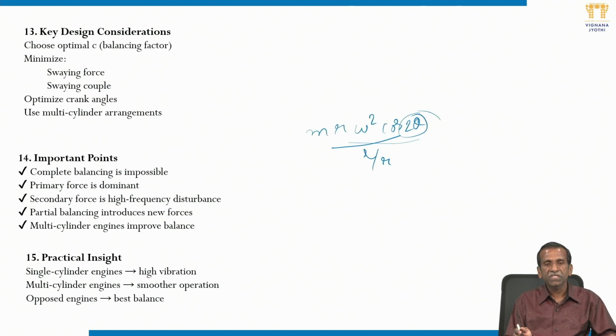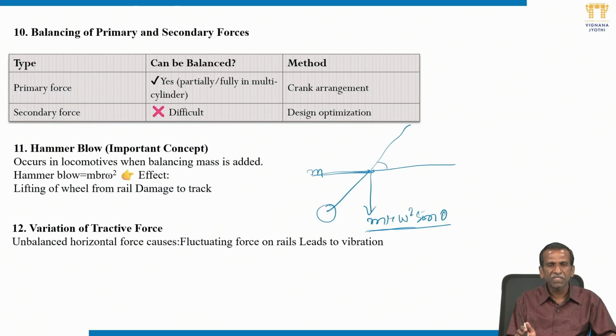So this is all about how we can do the balancing. What are the effects of unbalanced forces? That is swaying couple, hammer blow, and tractive effect, as we have seen, the variation of tractive force. These are the effects. So for given specifications of the engine, how do we make the balancing properly, or partial balancing? We can come to the partial balancing level. We will take some numerical exercises and discuss this concept again in numerical problems in our coming lecture.